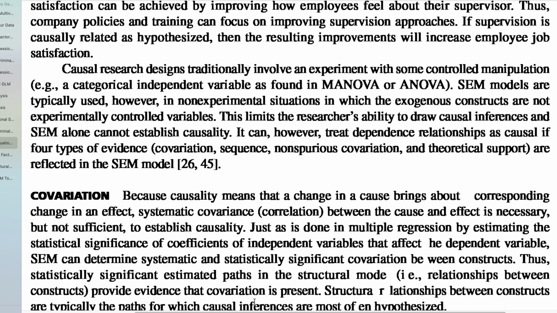Causal research designs traditionally involve an experiment with some control or manipulation, for example, a categorical independent variable as found in MANOVA or ANOVA. Structural equation models are typically used, however, in nonexperimental situations in which the exogenous constructs are not experimentally controlled variables. This limits the researcher's ability to draw causal inference, and structural equation modeling alone cannot establish causality.